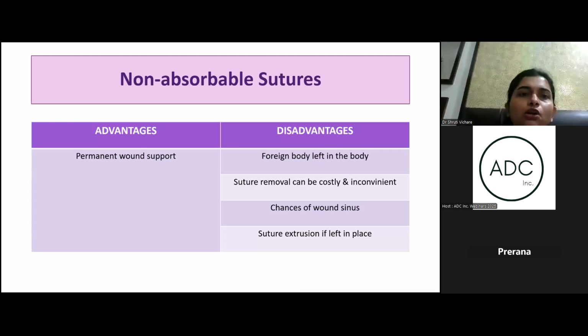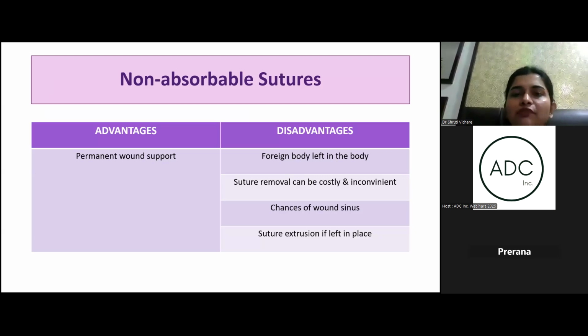Now coming to the advantages of non-absorbable sutures, they offer permanent wound support. That is what they've said, but I would say that over a period of time, the tensile strength of a non-absorbable suture also decreases. So there is no concept of permanent wound support. But obviously it will be more than with absorbable sutures. Having said that, we come to the disadvantages.